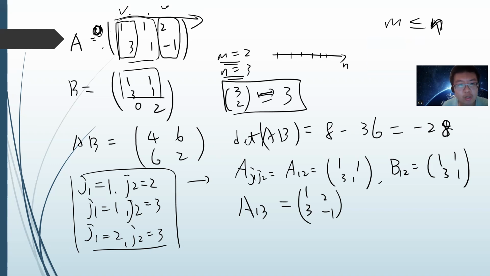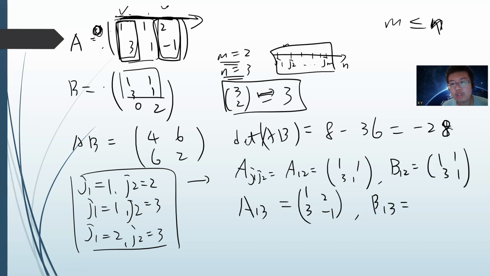So it's 1 and 3, right? So we take m. So it's J1, J2 up to Jm. Okay, so it's this. So it's 1, 3, and 2, minus 1. Okay, how about B1,3? Oh, so B1,3 just does the opposites, right? So it's 1 and 3. So it's 1, 1, 0, 2.